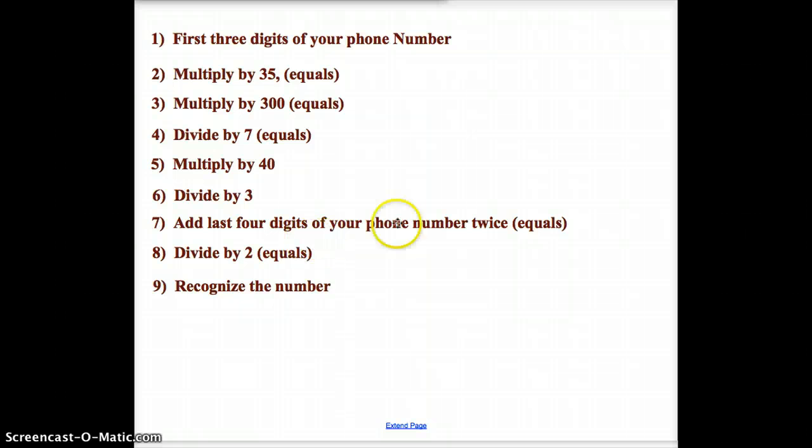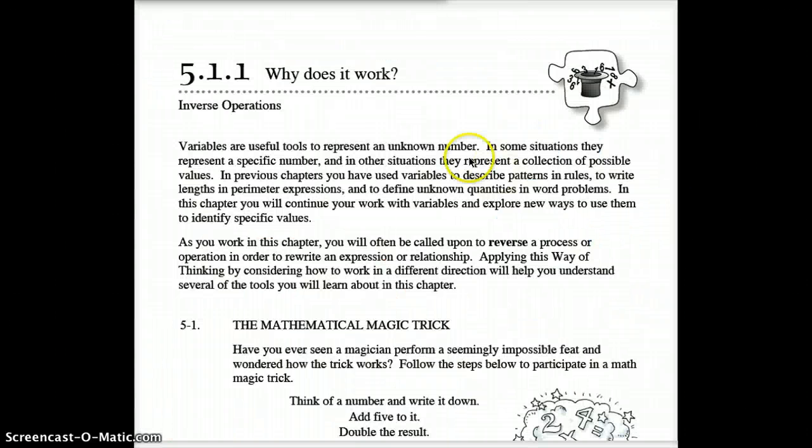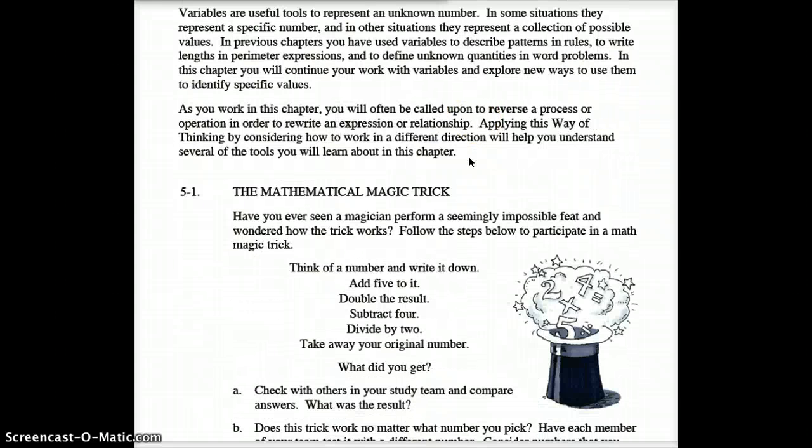But before I do, it brings me to what our lesson is about today. Our lesson today is that we can each apply inverse operations to numbers and variables. Now, we're hitting this at a very beginning stage today, so I'm not getting terribly deep into it, but a little bit. So, let's take problem 5-1, talking about inverse operations.